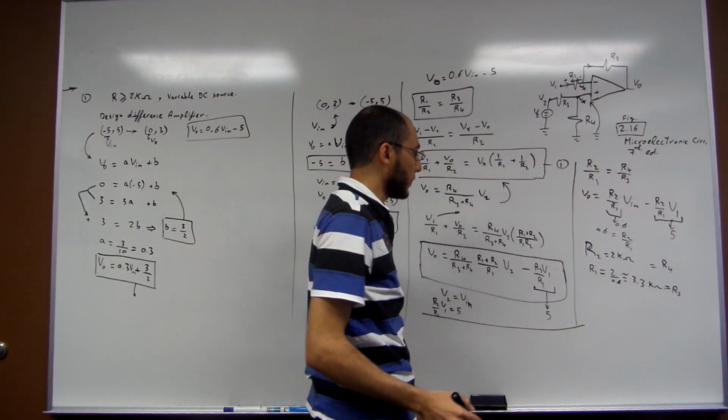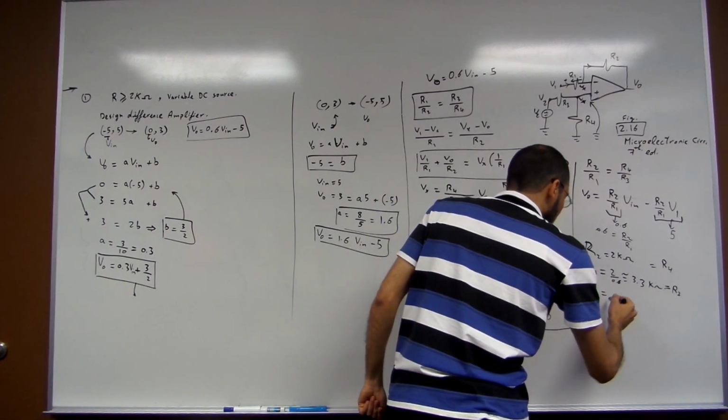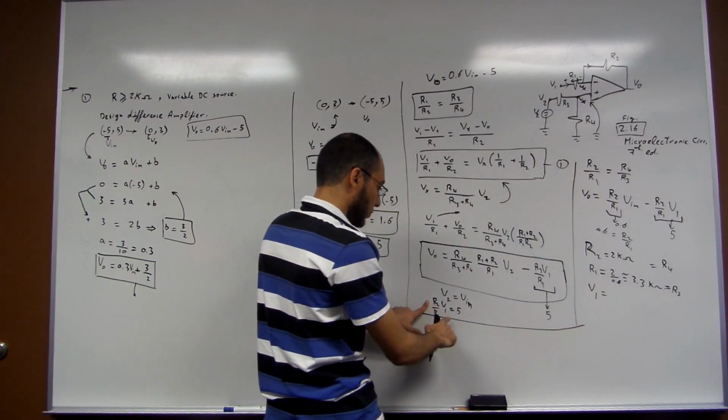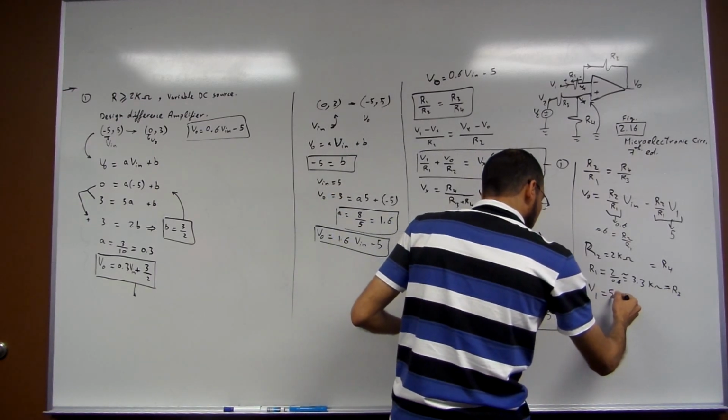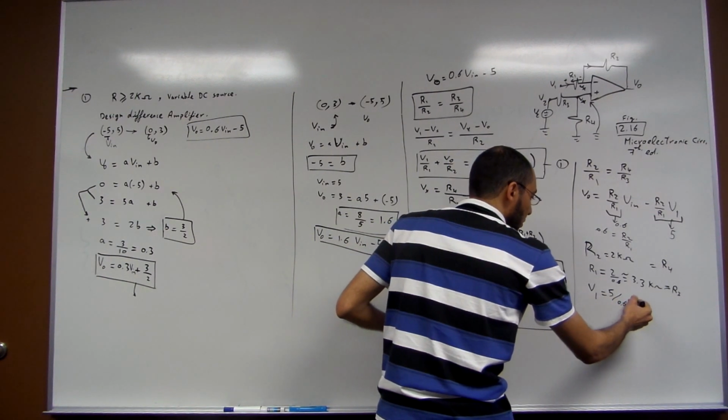Right now I've solved this problem. And thus you can get V1 equals 5 over R2 over R1, which is 0.6.